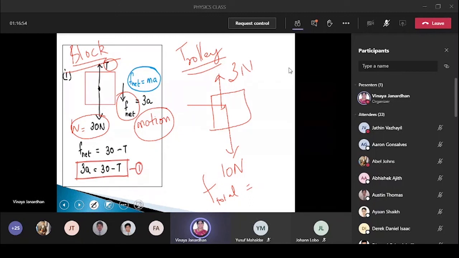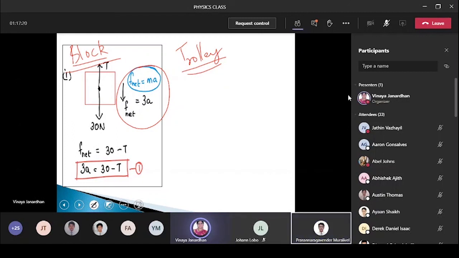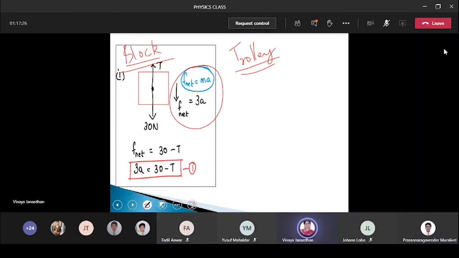I have a downward force of 7 Newton. Okay, tell me in which direction the body will move. Downwards. Yes, so this is the basic concept. The body moves downwards because the net downward force is greater than the upward force. When the downward force is greater than the upward force, the body will move down. If the upward force is greater than the downward force, the body will move up.